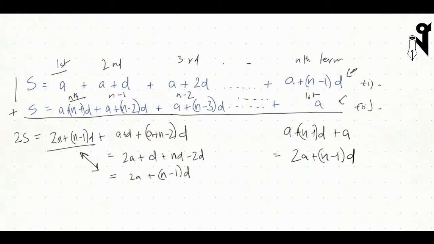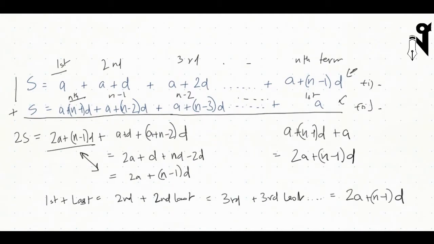What do I mean by equidistant from the ends? So first plus last is equal to second term plus second last term, is equal to third term plus third last term, and so on, which is equal to 2a plus (n minus 1)d.